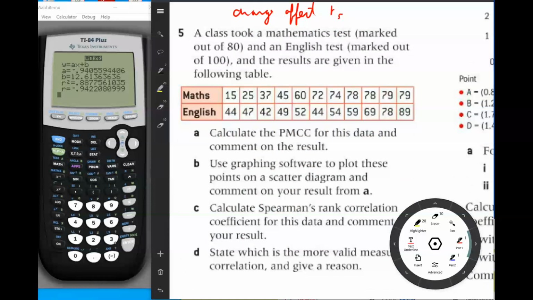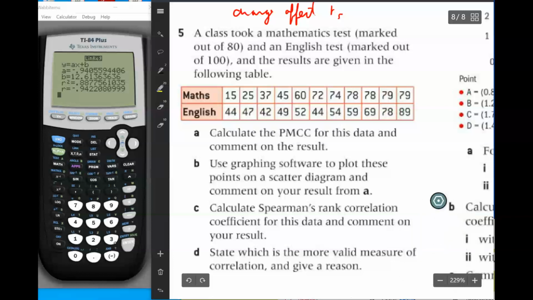Calculate the PMCC for this data and comment on the result. Using graph software to plot these points on a scatter diagram, comment on the result from A. Calculate the Spearman's rank correlation coefficient for this data and comment on your result. State which is the more valid measure of correlation and give a reason.